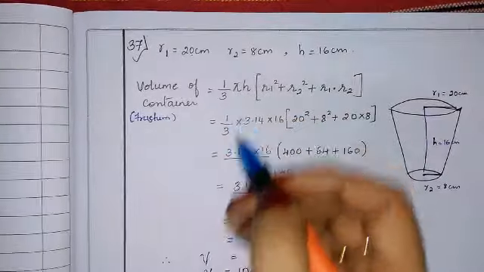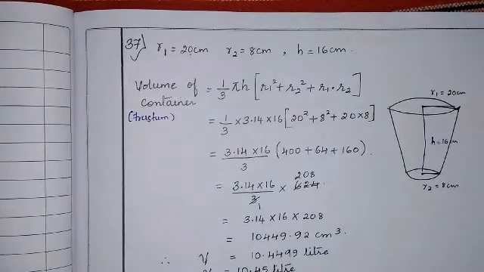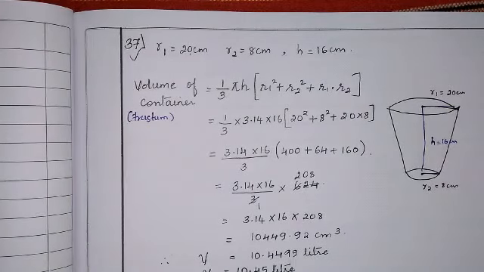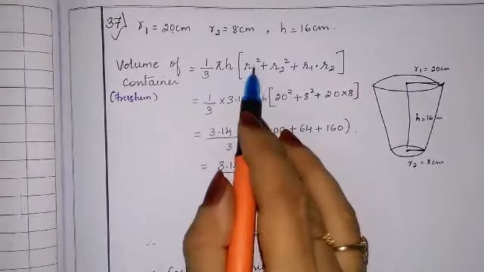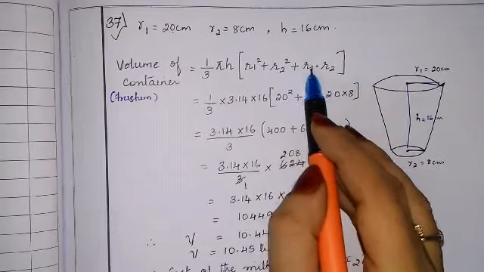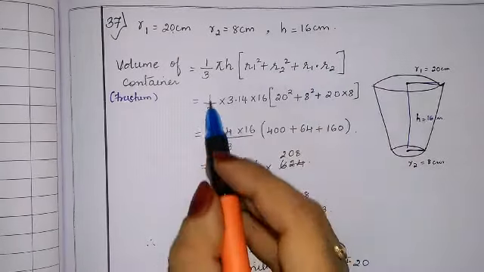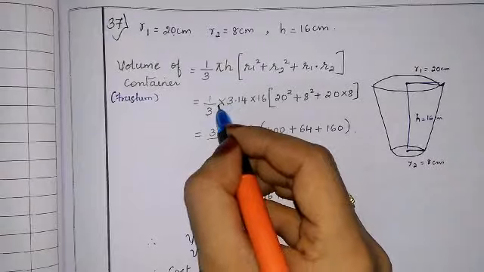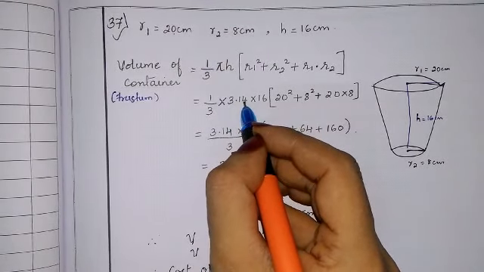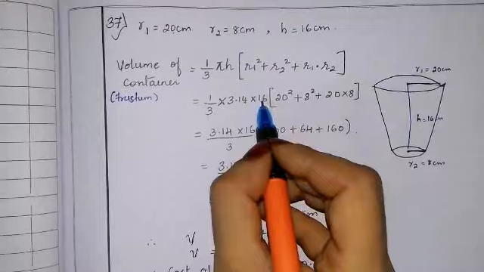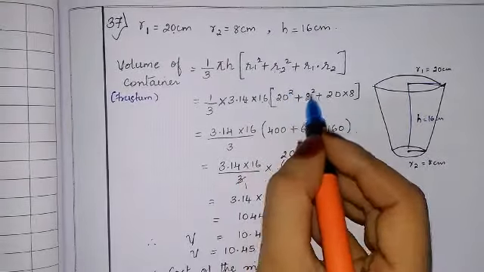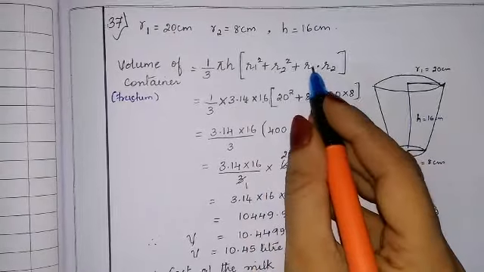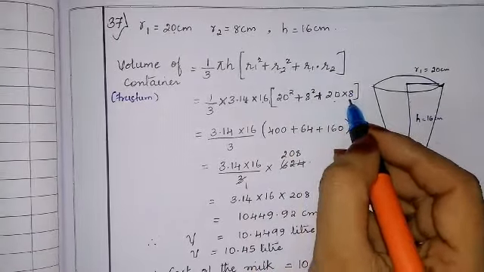So the volume of frustum formula. See, to solve such problems you need to be perfect in formulas, otherwise you will not be able to solve this problem. So the volume of frustum is 1 by 3 pi h (r1 square plus r2 square plus r1 into r2). In the question they have told 3.14 we have to take, so I have taken 3.14 into h value is 16, r1 is 20 square as it is plus r2 8 square as it is plus r1 into r2, 20 into 8.